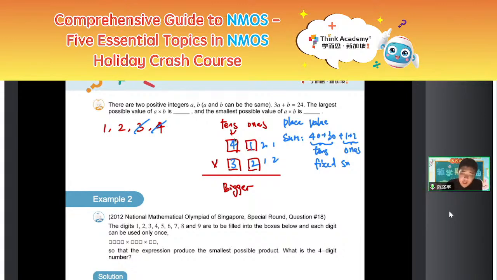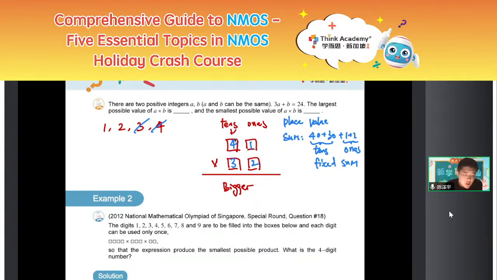So instead of putting 2, 1, we put 1, 2, because for 41 and 32 the difference between them is only 9, but for 42 and 31 the difference between them is 11. And we know that if they have a fixed sum, a smaller difference gives you a larger product. So that's why the answer here should be 41 times 32.